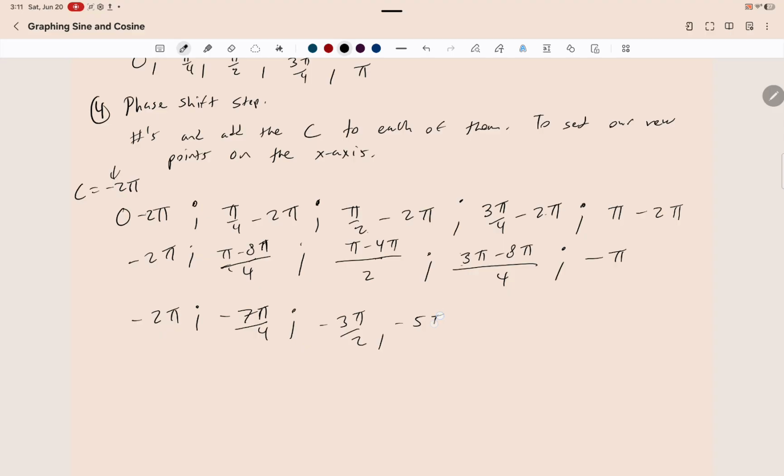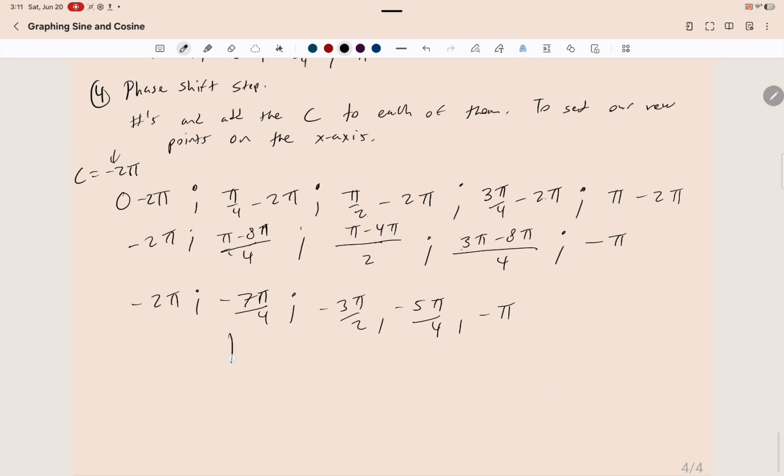765. So I get negative 5 pi over 4 for this one, and I get negative pi. So these would be the new points that we're going to graph. So let's graph it now. I should maybe stretch it out more here. Okay, so it's going to be negative 2 pi, negative 7 pi over 4, negative 3 pi over 2, negative 5 pi over 4, and negative pi.